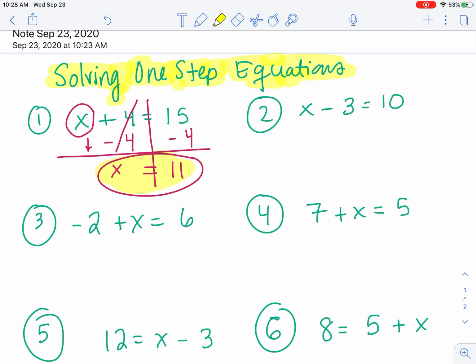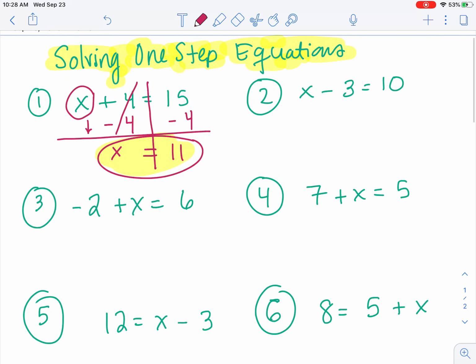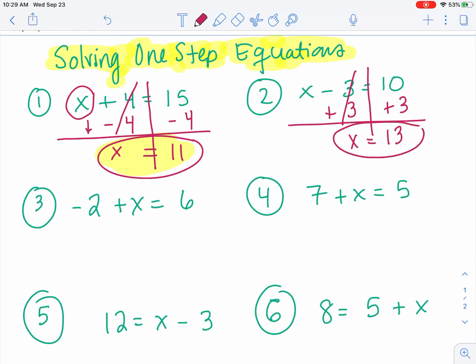Okay, you guys remember this? I bet you do. I think you probably remember it. Okay, so opposite operations, move things from the left to the right. Let's look at number 2. The equation is x minus 3 equals 10. Draw my line. Opposite of a minus 3 is plus 3. Cancels out. Bring down your x. 10 plus 3, 13, and I am done.